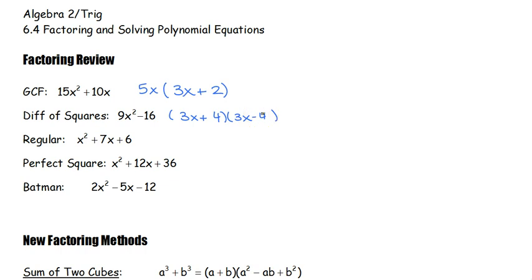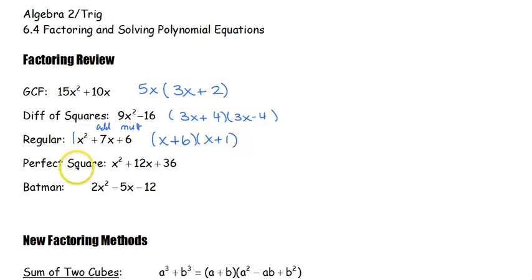When you have regular factoring, the key is that your a value with the x squared is a 1, and you've got a trinomial, x squared plus x plus a constant, and you're multiplying to the outside, adding to the middle. So we want two numbers that multiply to 6 and add to 7, and that is going to be 6 and 1. So we've got x plus 6 and x plus 1.